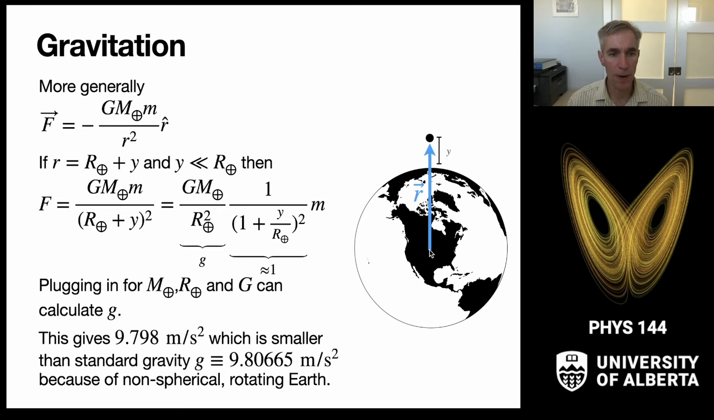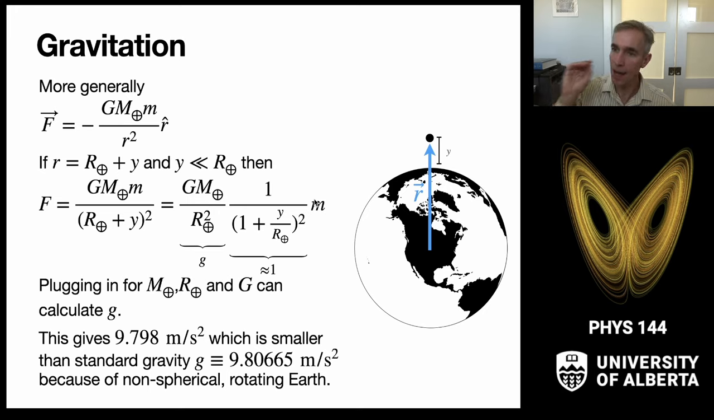If we then define that radius vector r to be the distance to the edge of the Earth, the surface of the Earth, plus a little bit more that I'll call y. So if little r is the radius of the Earth plus y, and y is much, much less than the radius of the Earth, then I can rewrite the magnitude of this force as G M m over (r plus y) quantity squared, or if I pull out G mass of Earth over the radius of the Earth squared into one term, I get a second term that is 1 over (1 plus y over r of Earth) quantity squared, and then I get the mass of the object that's being pulled downward.